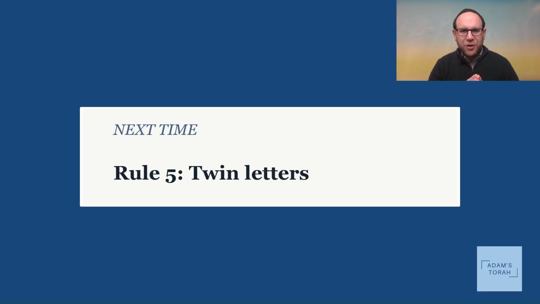In our next video, we are going to learn about rule number 5, twin letters. Let's say you have the same letter twice in a row, and there is a Sheva underneath the first letter. How do we read that Sheva?